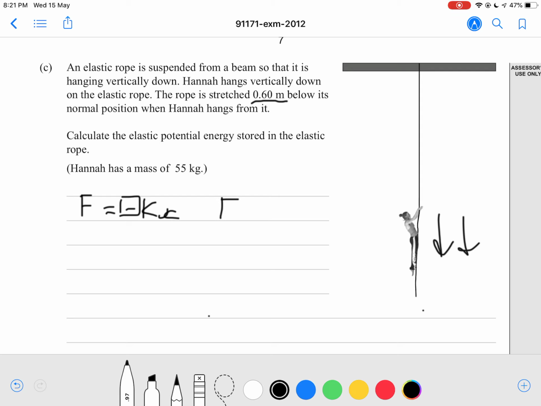So basically, you can just say F equals kx, okay? You don't really need that negative there. It's just confusing sometimes, okay? So F equals kx, okay?